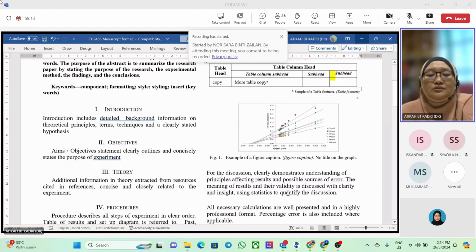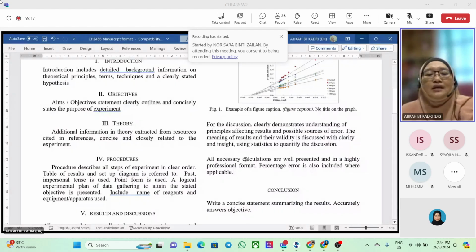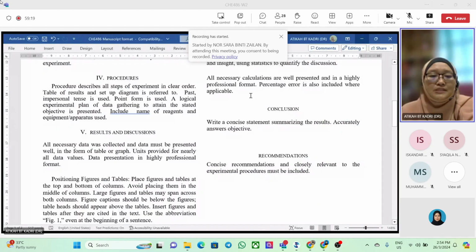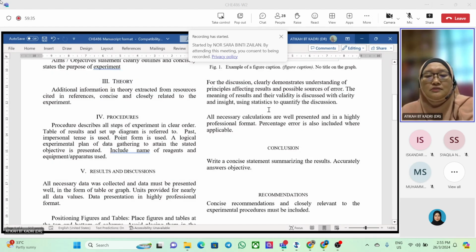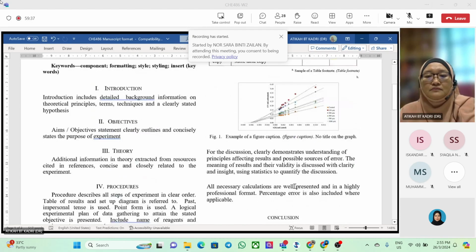Are we good with the results and discussion? Okay, so I hope you understand how you're going to position your charts and figures. You may read the details here, how to write the abbreviation and how to come up with the caption. You can read the guide there.